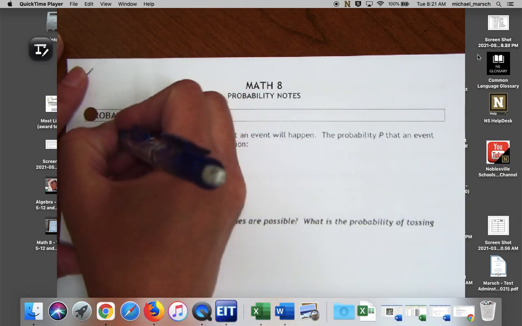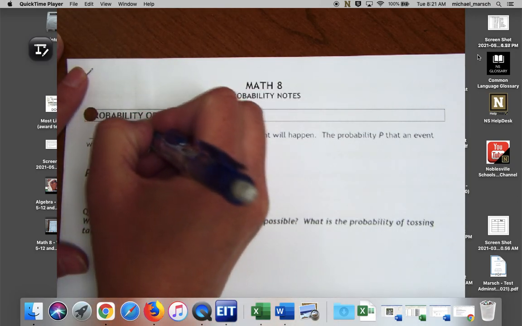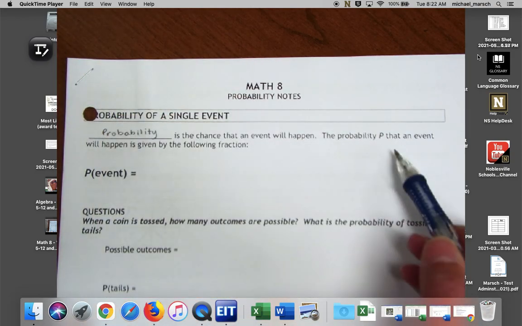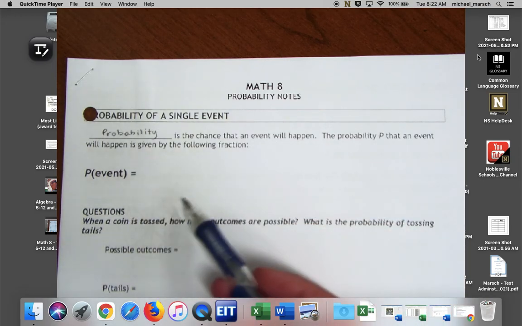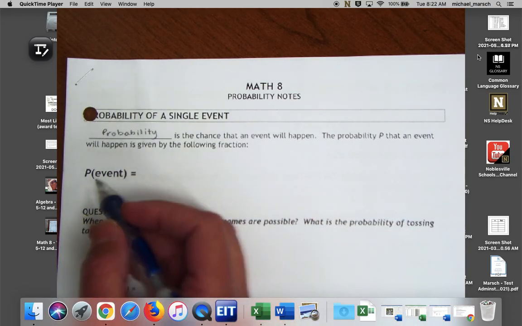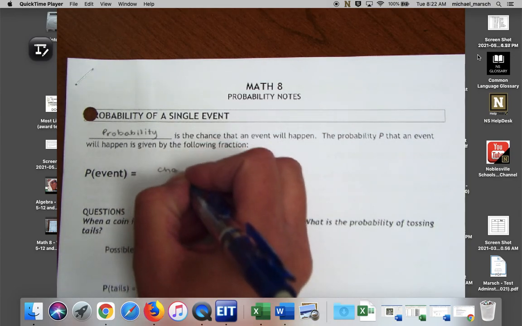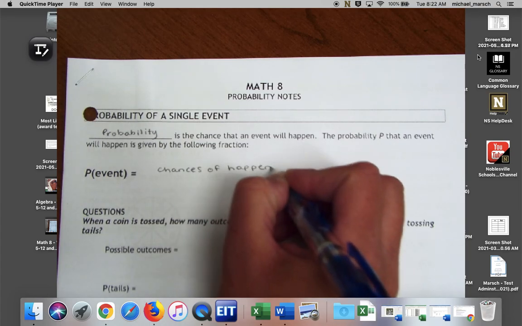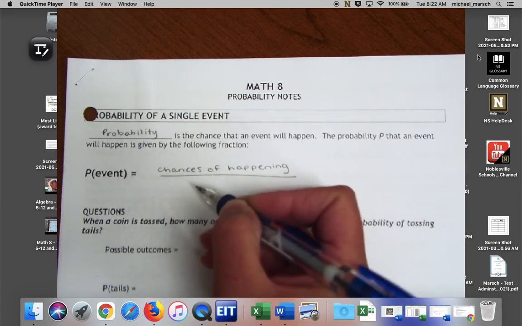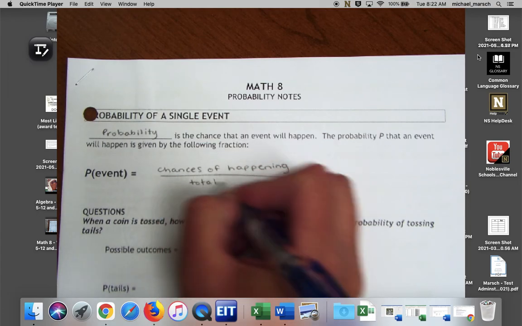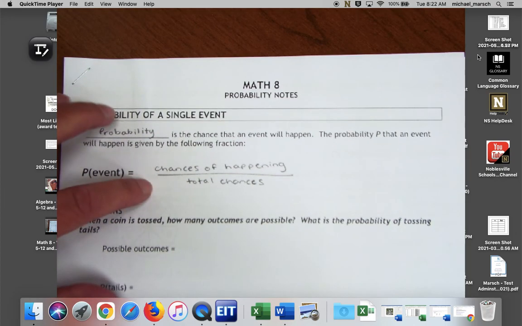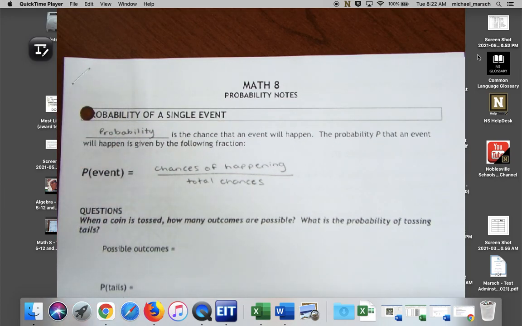So we're going to say probability is the chance that an event will happen. The probability P that that event will happen is given by the following fraction. The probability of the event is the chances of happening divided by the total chances. So if we wanted to know the percent of something, we would do the division, find the decimal, and change it into a percent. Today we're going to keep everything in fractions though, so no worries about that.